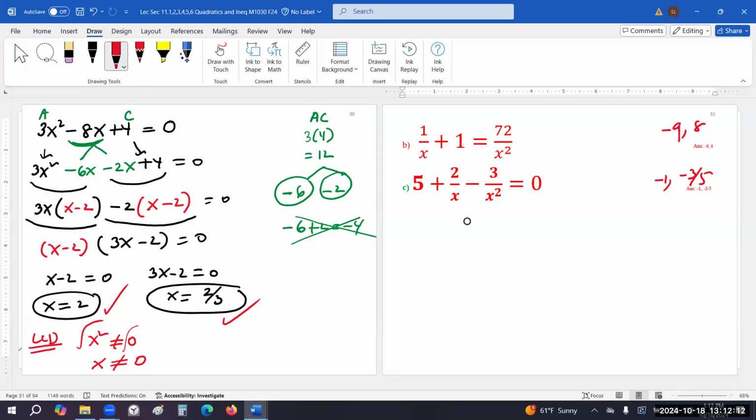Then you've got one x plus one x, all over x. How do you check? Put it in and plug it back.